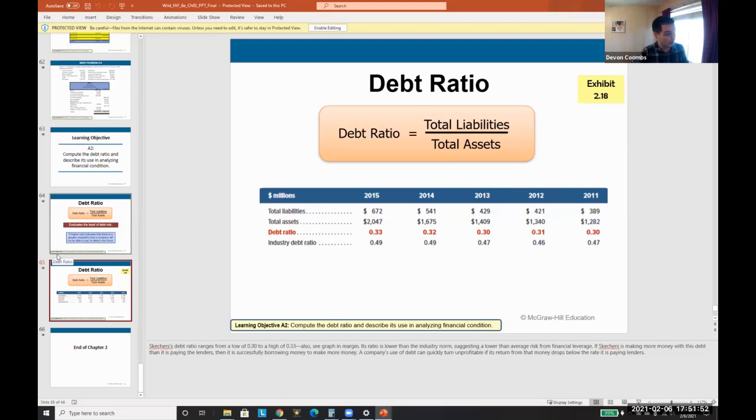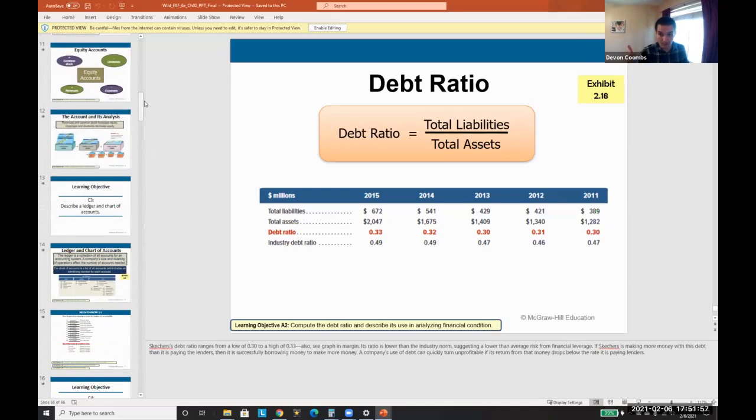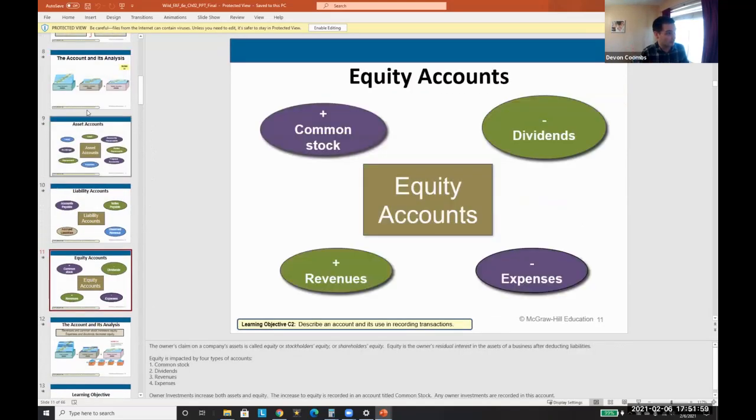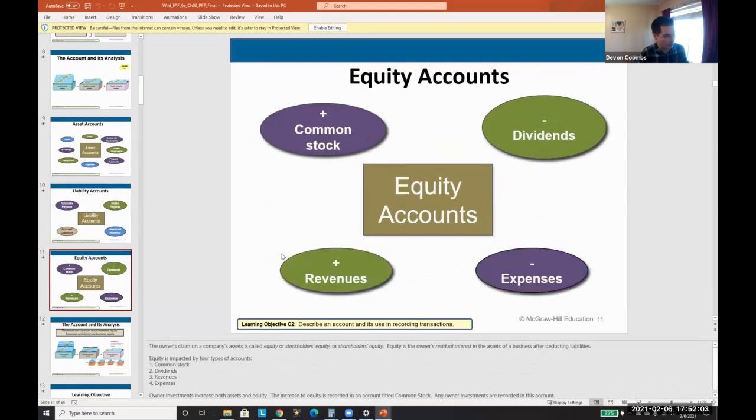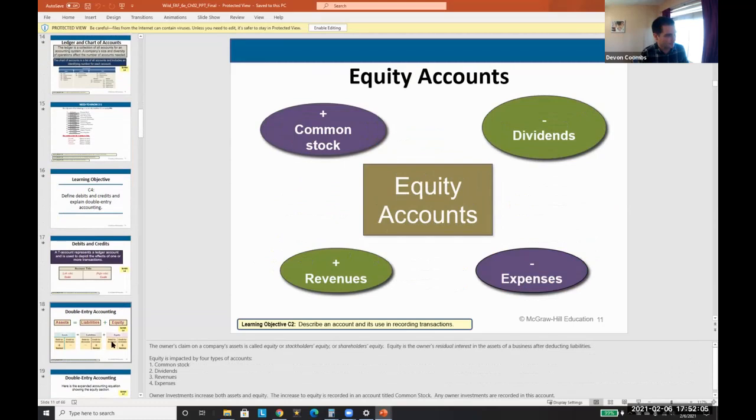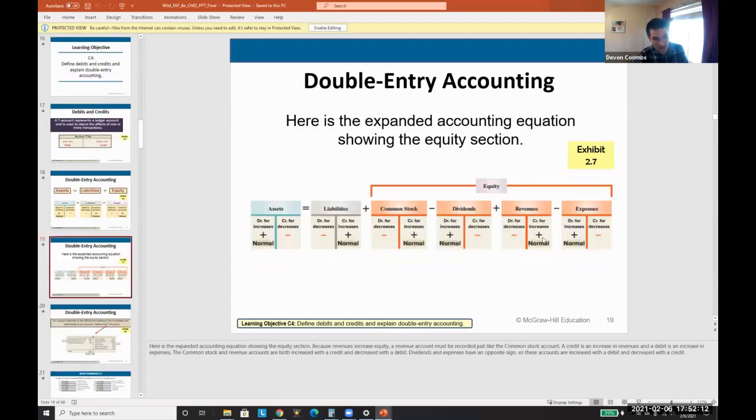So what's your homework from here? Other than your homework, what you need to do for this chapter, memorize these things, right? What are your asset accounts? What are your liability accounts? What are your equity accounts? Memorize those. Memorize your normal balances, especially right here. Expenses have a normal balance of a debit. Assets have a normal balance of a debit. Liabilities have a normal balance of a credit. Then bridge those two. Know that cash is an asset and has a normal balance of a debit.